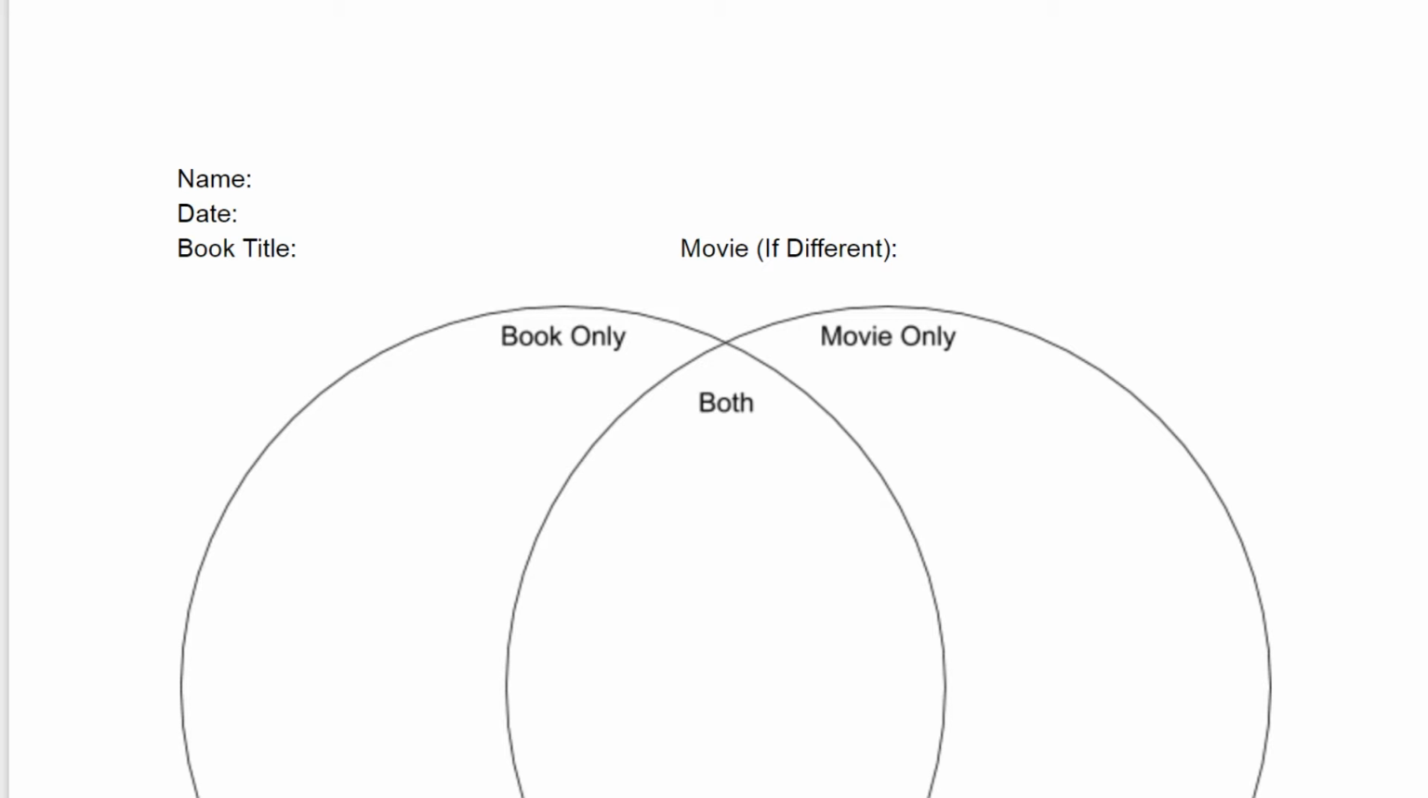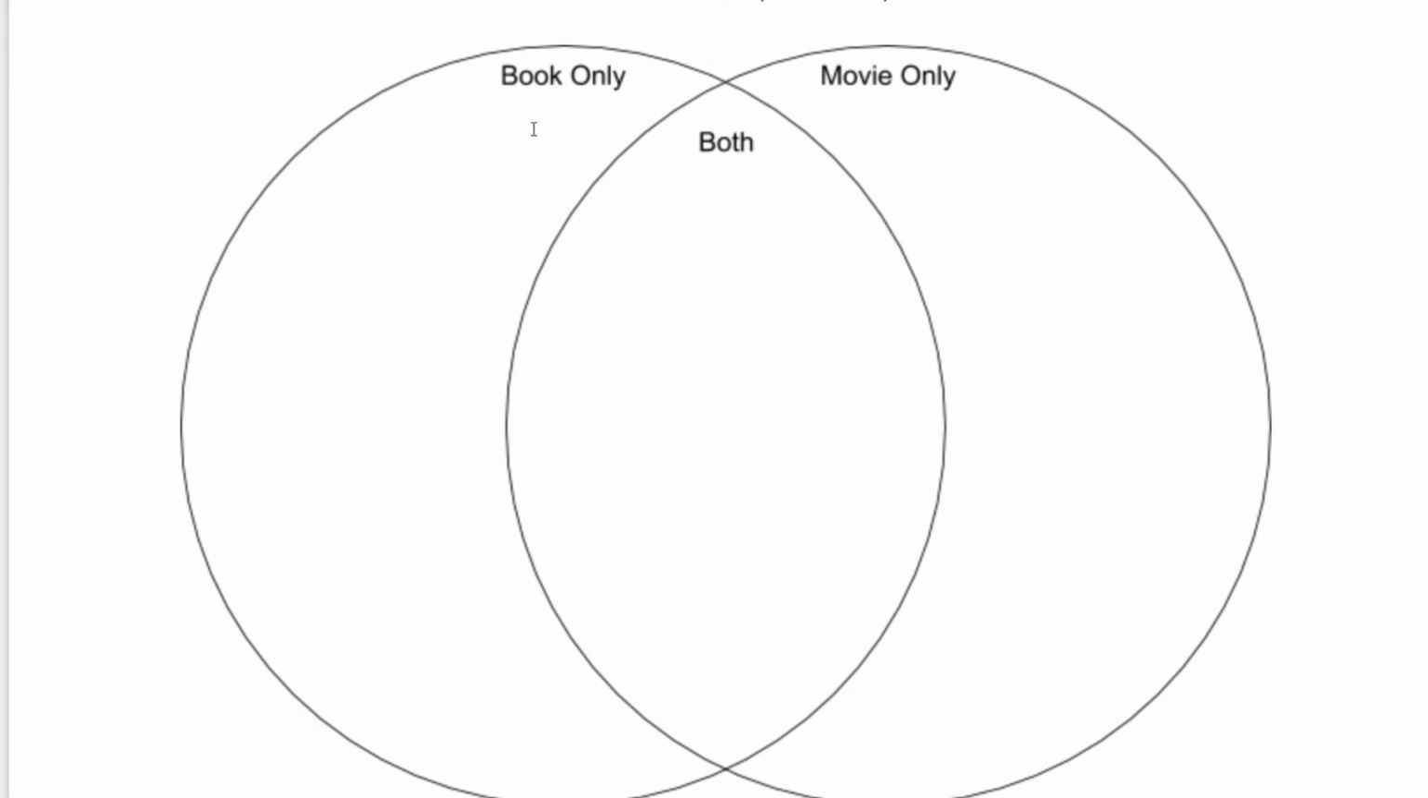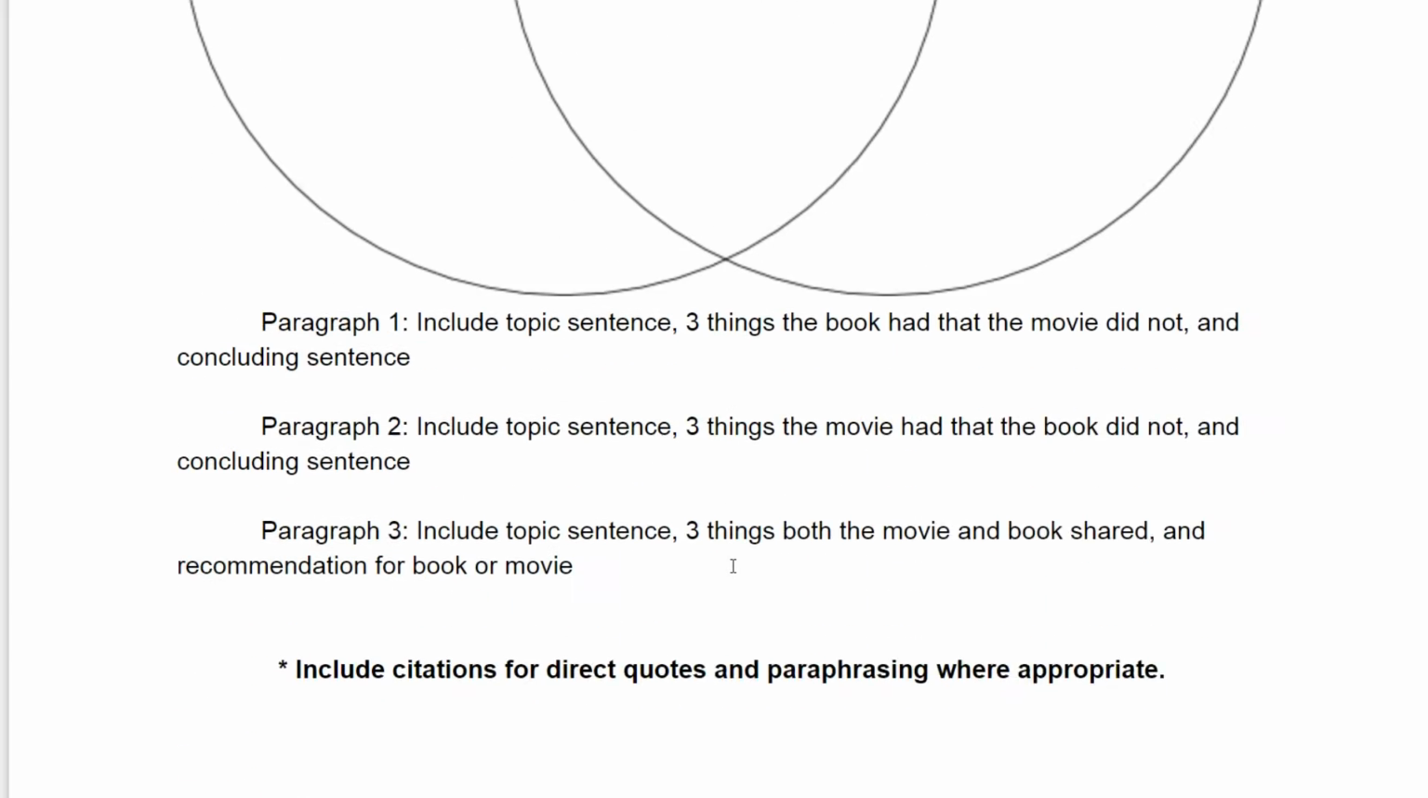So Purple Group, you are working with your book, which is Tuck Everlasting. So obviously you're going to type in your name, the date, the book title, and the movie. They're the same. Here you're going to put in through the drawing tool, like I showed you before, about only in the book, only in the movie, and then right in the middle about what happens in both.